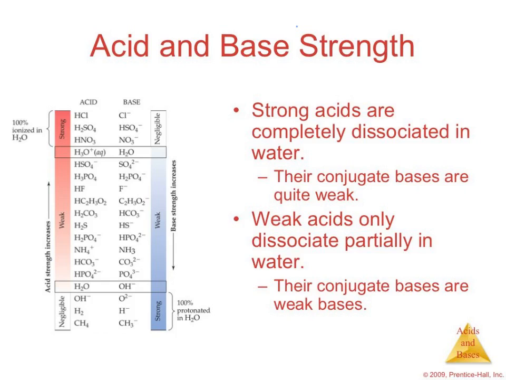So strong acids, we've already talked about this earlier in the year. I don't know if you remember it. Strong acids completely dissociate in water, and their conjugate bases will be fairly weak. So the general rule here is the stronger the acid, the weaker the conjugate base. And the stronger the base, the weaker the conjugate acid.